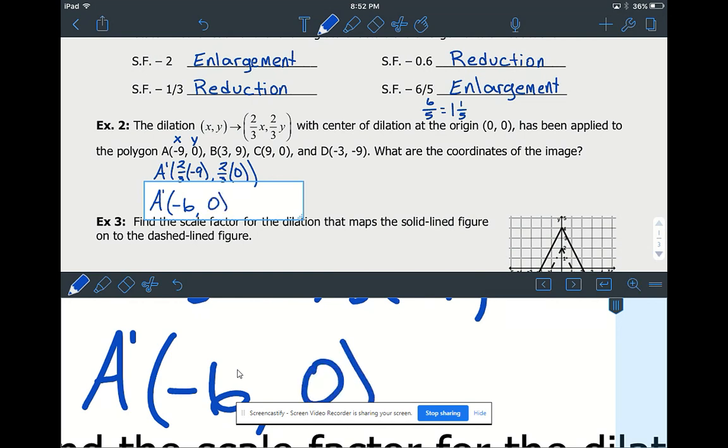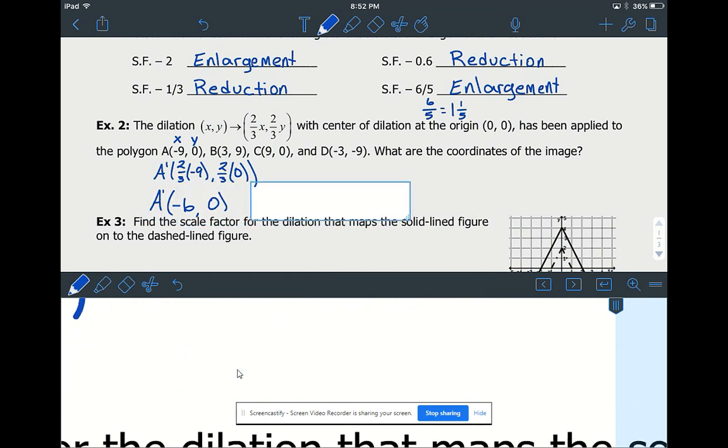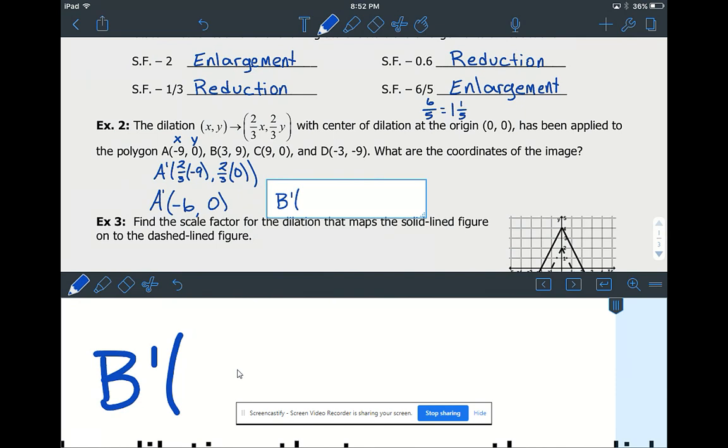So there's that. All right, B prime, you're going to do the same thing, except you're multiplying 2/3 times 3 and 2/3 times 9. So 2/3 times 3, plug it in. That would give you, you could do 2 times 3, which would be 6, divided by 3, which is 2. And then do exactly what we just did with the 9. 9 divided by 3 times 2 would give us 6.